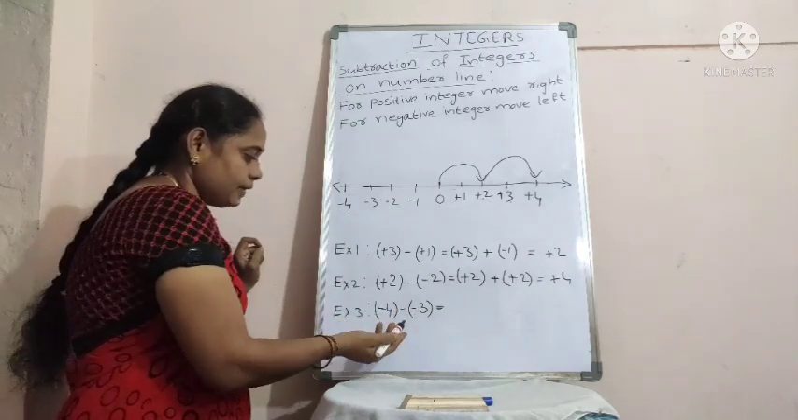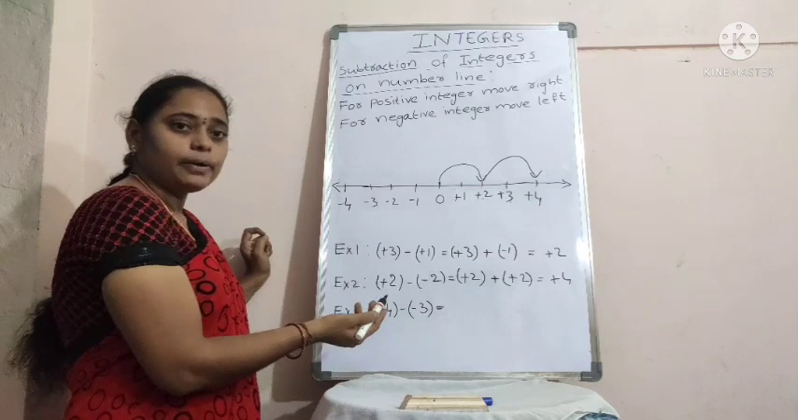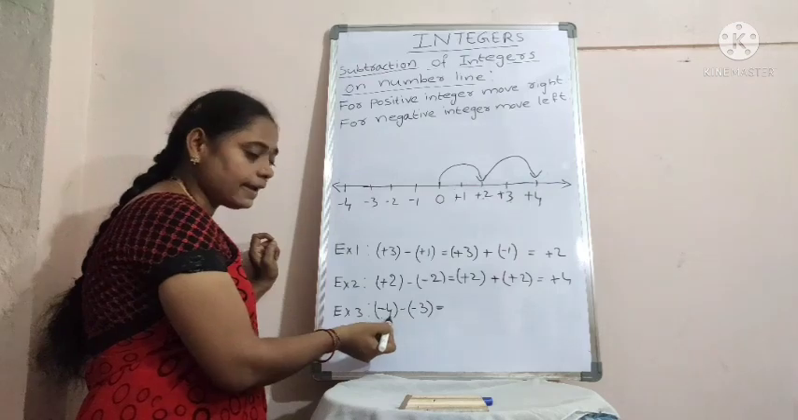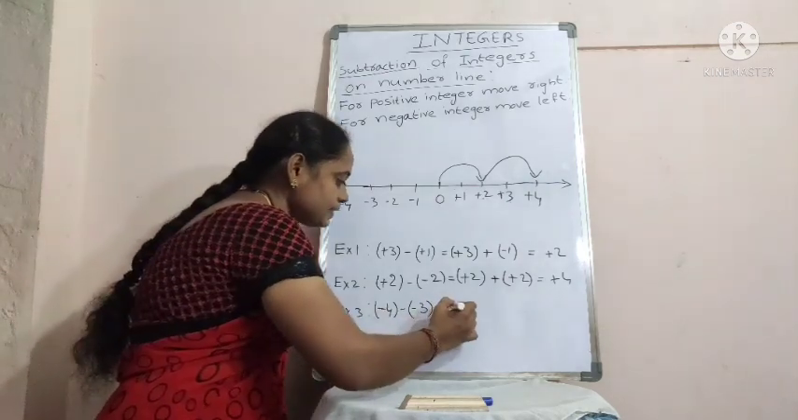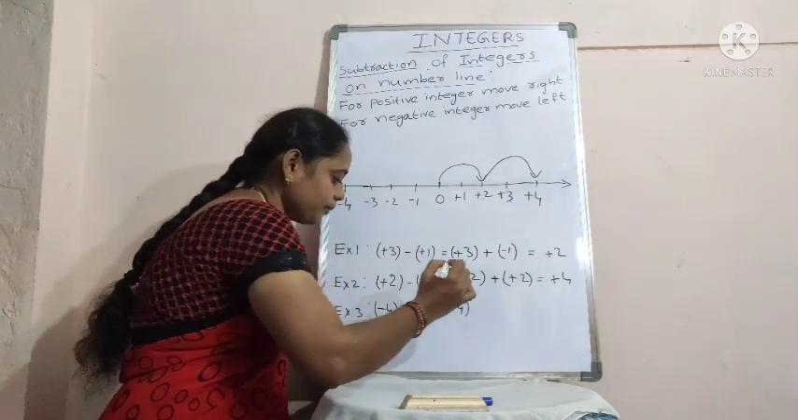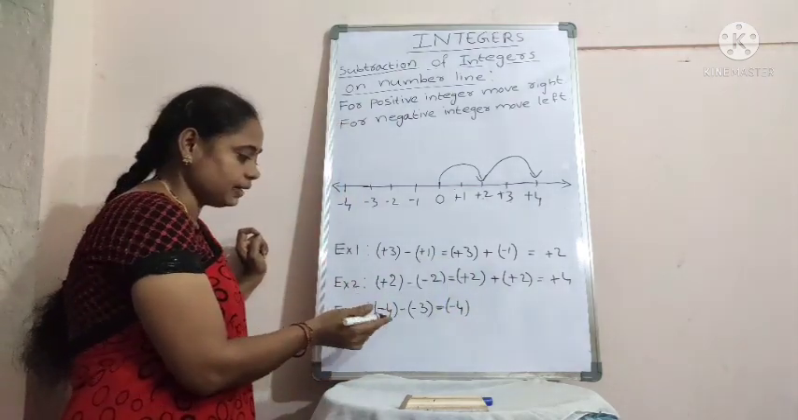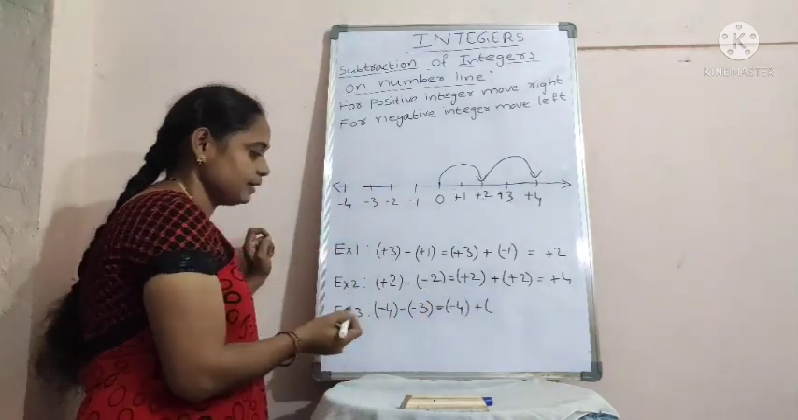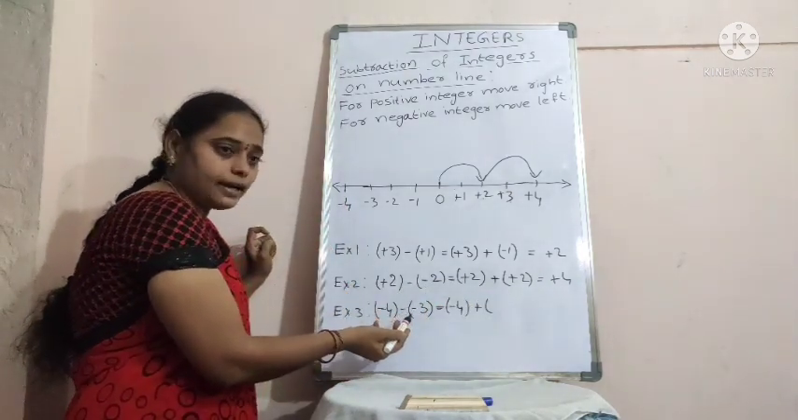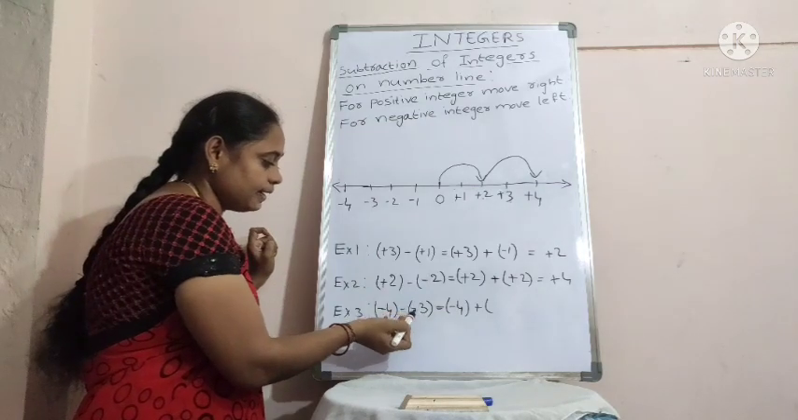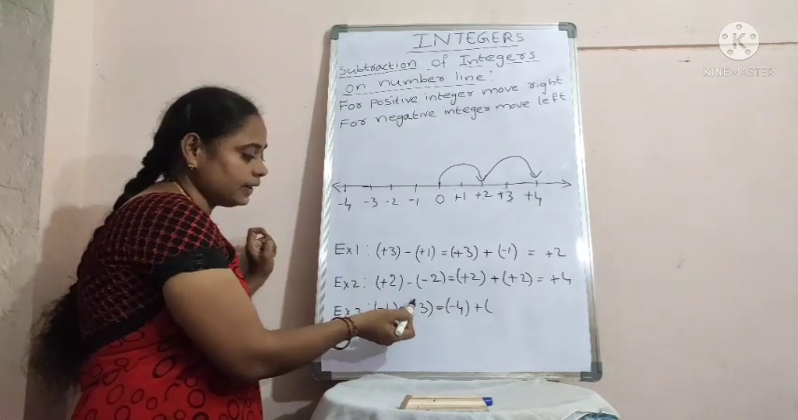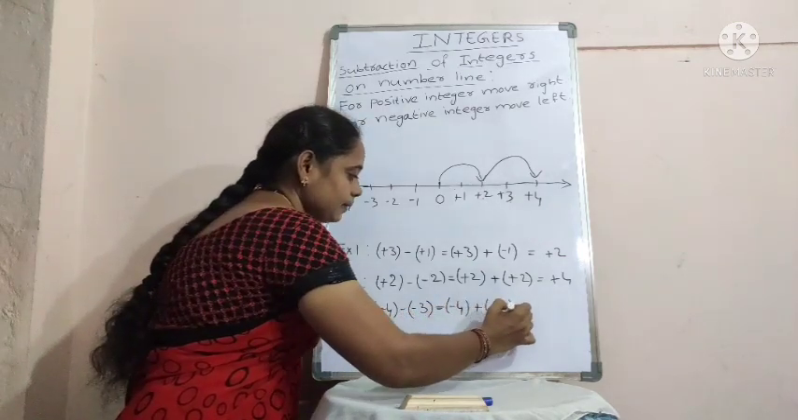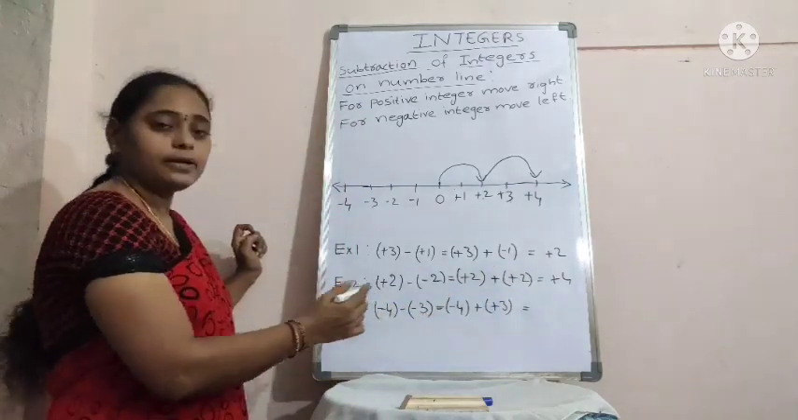Let us consider one more example. Here, first we have to convert the subtraction problem into addition problem. For this, keep first integer as it is. What is the first integer? Minus 4. Then convert the operation, that is subtraction to addition. Next, get the opposite sign of second integer. So what is the sign of second integer? Minus. So what is the opposite sign of negative? Positive. So plus 3. Then apply addition rules.